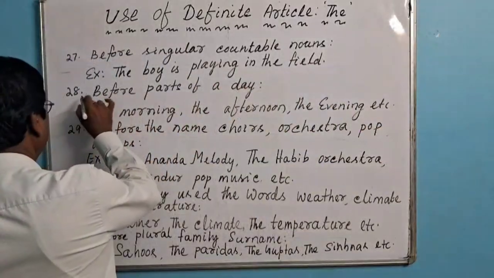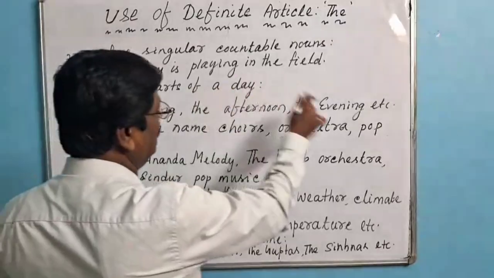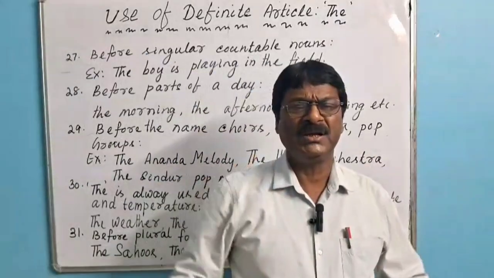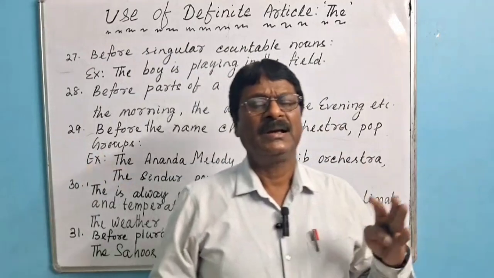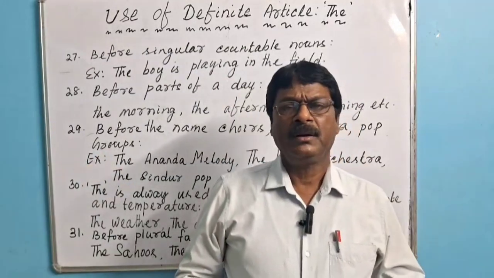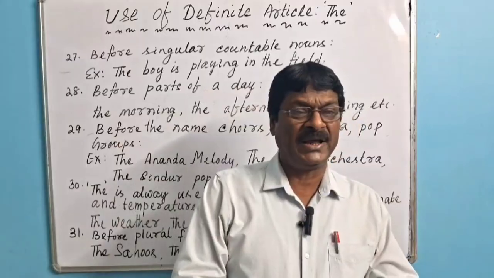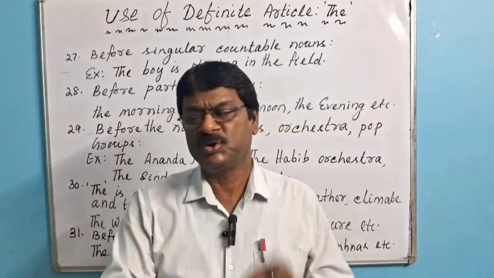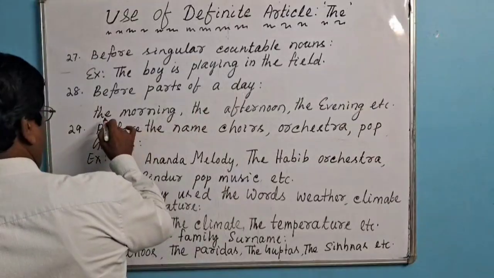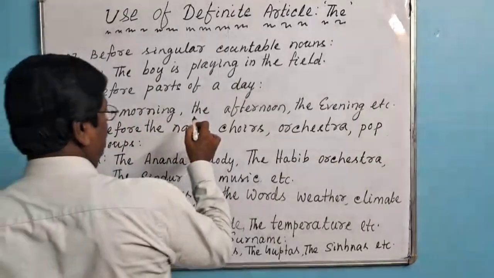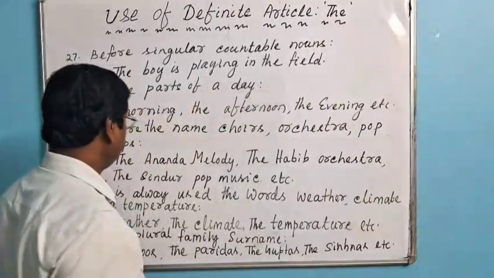Then point number 28. Before the name of parts of a day, usually a day has four parts. I mean morning, afternoon, evening and night. Before the parts of the day, the is always used. For example, the morning, the afternoon, the evening, etc.